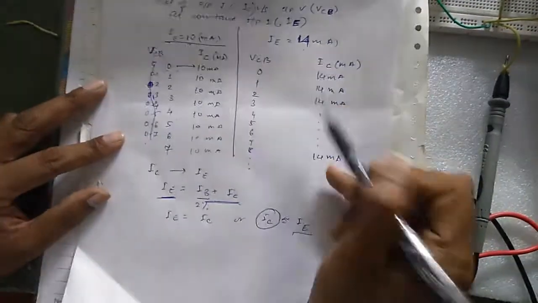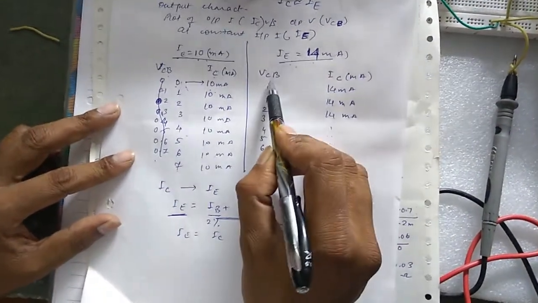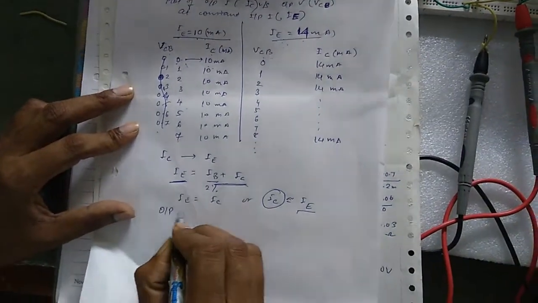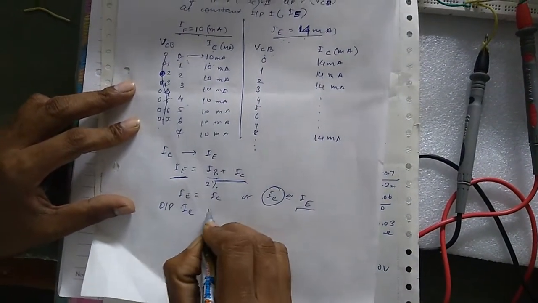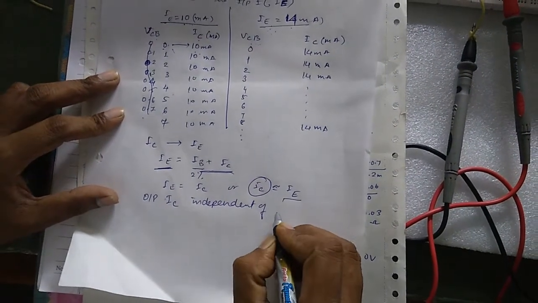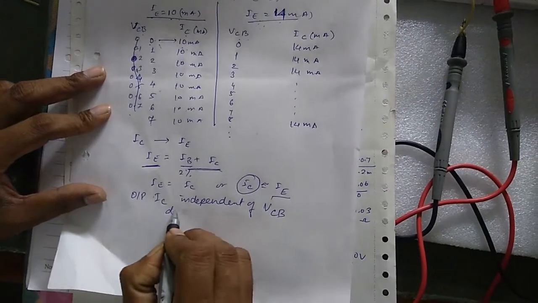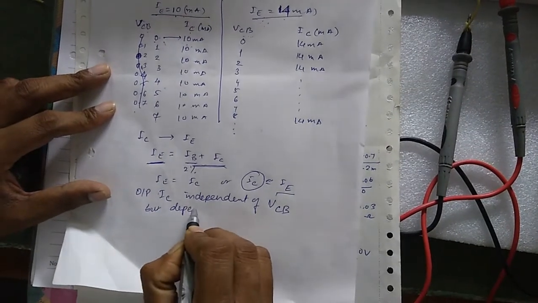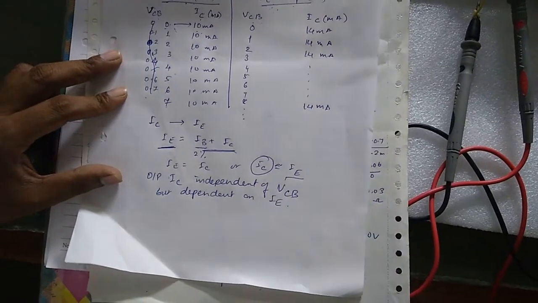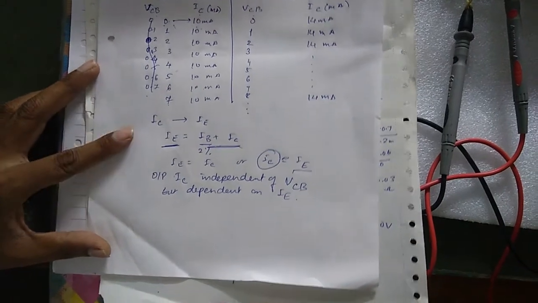So the value of output collector current is the same as the input emitter current, although the voltage is 0. So we can say that output collector current is independent of VCB, but it is dependent on input current IE. So this is our observations and conclusions. Now we will plot the observation table.